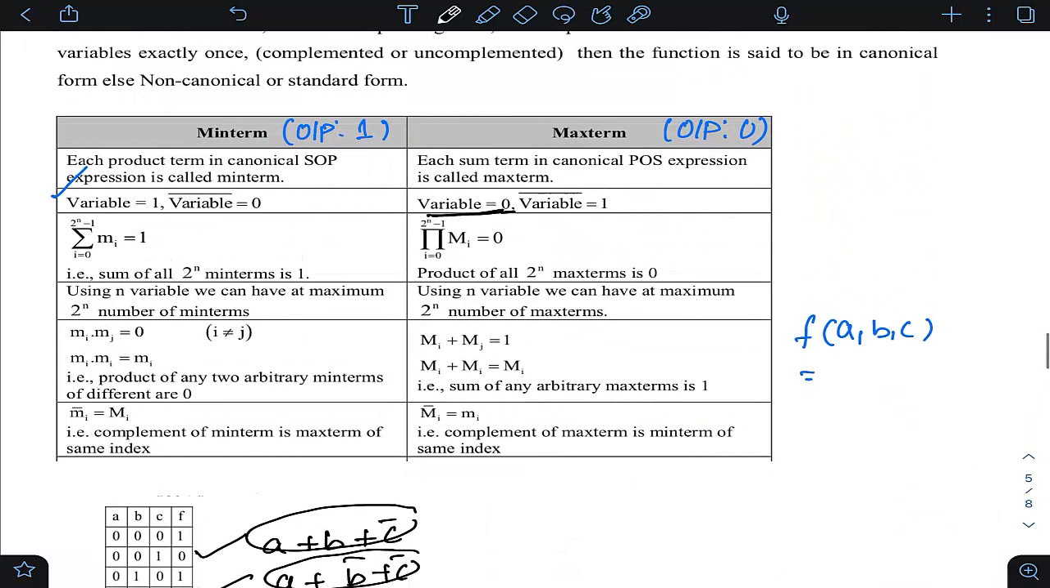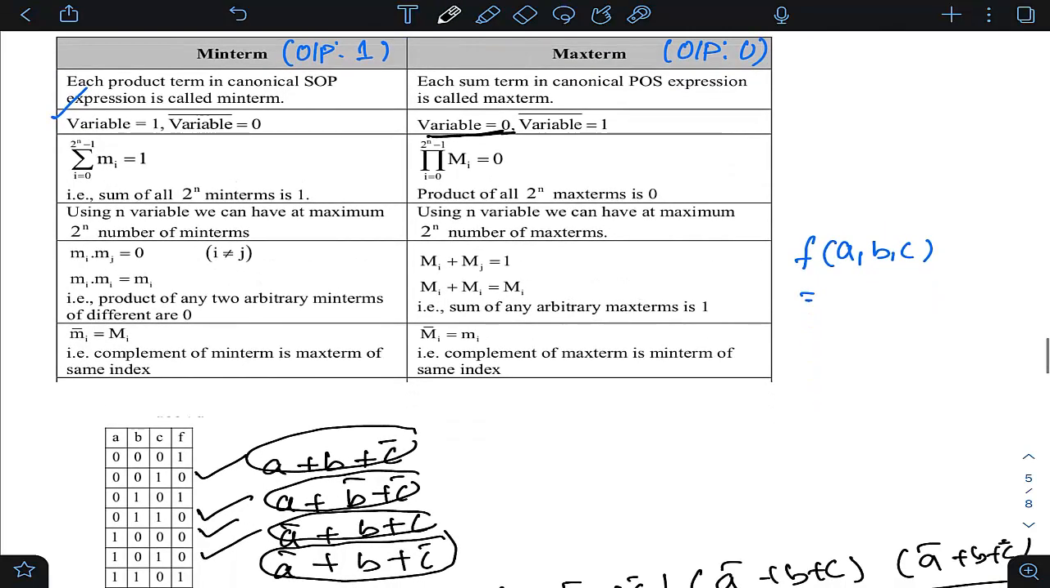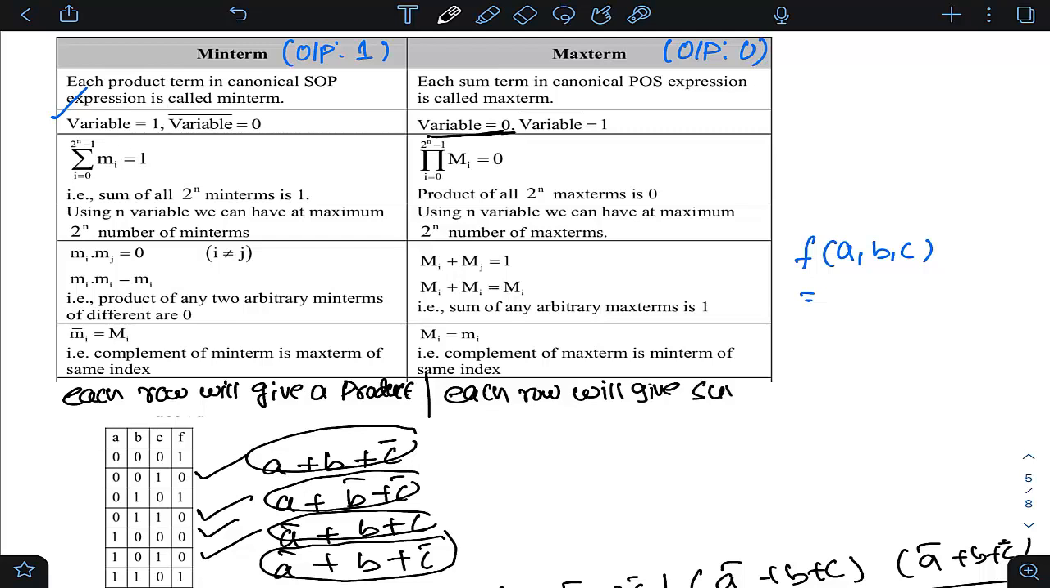Okay, so I hope this is clear. Minterm means you should concentrate on those rows where the output is 1. Maxterm means those rows where the output is 0. So here, if you want, you can write one more point. The point is, here each row will give a product term, but here each row will give a sum term.